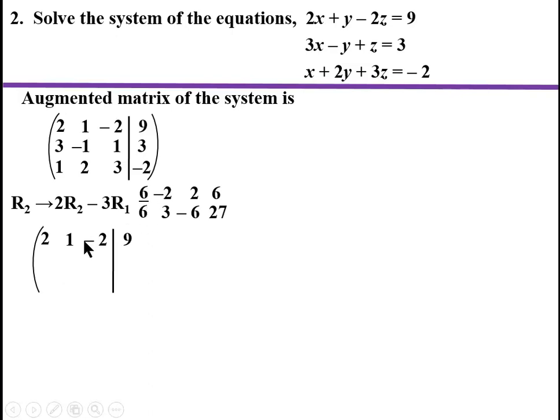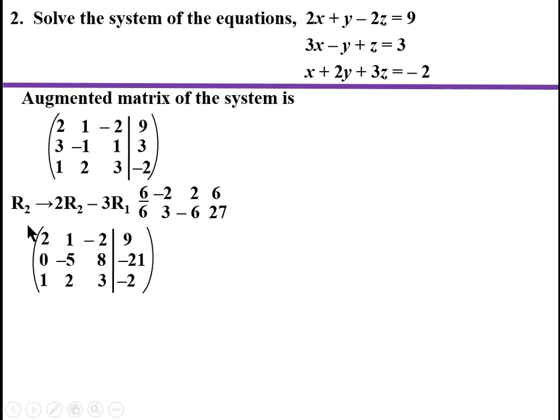So 6 minus 6 gives 0. Negative 2 minus 3 gives negative 5. 2 minus negative 6 gives 8. And 6 minus 27 gives negative 21. And again, we maintain row 3 for now. And we have done that.